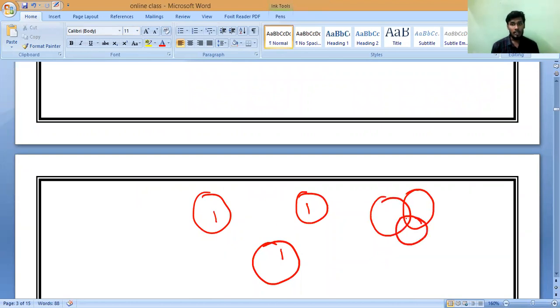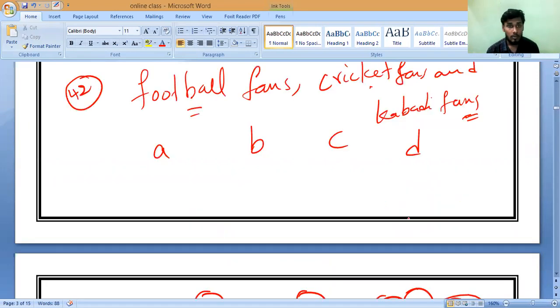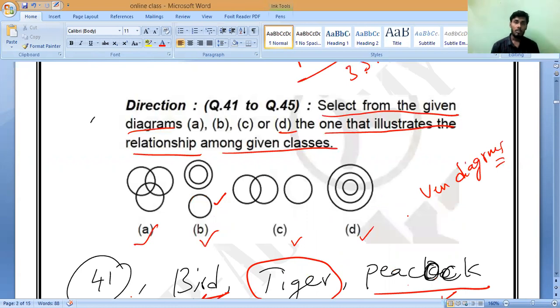Yes, sir. The common point where the three are intersecting, that is what the fan is, maybe football fans, maybe cricket fans, maybe kabaddi fans. Some of them. Correct or not? So that is why which picture will come? Picture A. You understand, Pranav? Yes, sir. So that is question 42.